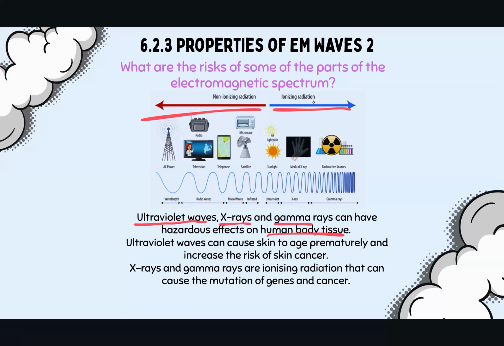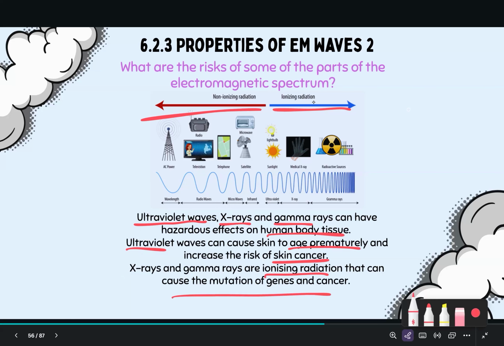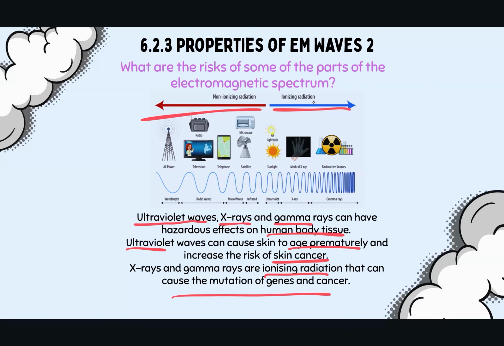Also, because they're more penetrating, they can cause that on the inside, so they can lead to things like cancer. Now, ultraviolet can lead to the skin aging prematurely, and it increases skin cancer risks. X-ray and gamma rays are very, very ionizing, and that can cause mutations of genes and cancer. So that means because they're penetrating as well, they don't really cause as much of an issue to the skin itself.